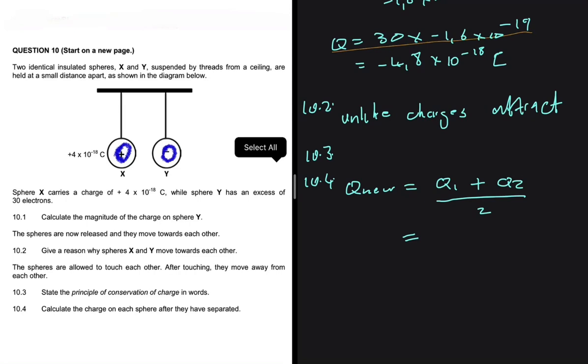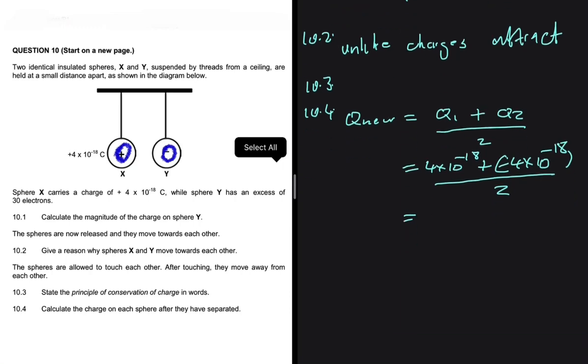It doesn't really matter. If we take X as Q1, we're going to have 4 times 10 to the minus 18, plus Q2, which is Y. The charge of Y is what we had to calculate ourselves. That is minus 4.8 times 10 to the minus 18 coulombs. And then everything divided by 2. If you go ahead and put that in your calculator, you're going to get a Q new of minus 4 times 10 to the minus 19 coulombs.